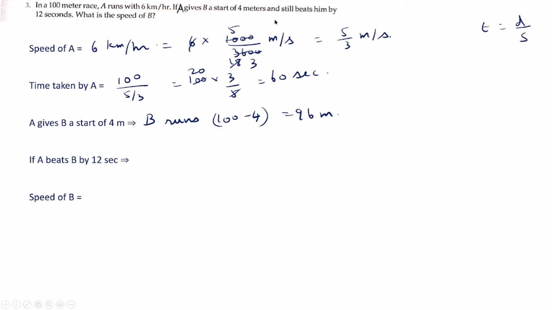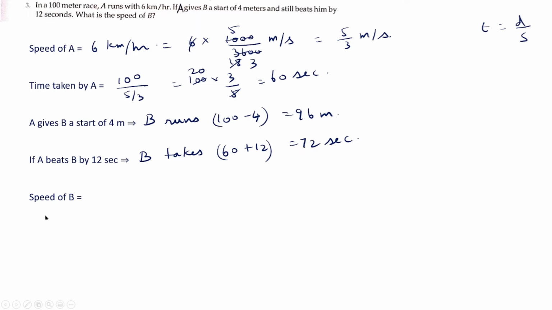And then here it is given A beats him by 12 seconds. So if A beats B by 12 seconds, it means to travel this distance, B takes the time taken by A, 60 plus 12 seconds. This implies B takes 60 plus 12 equal to 72 seconds. So B travels a distance of 96 meters in 72 seconds.